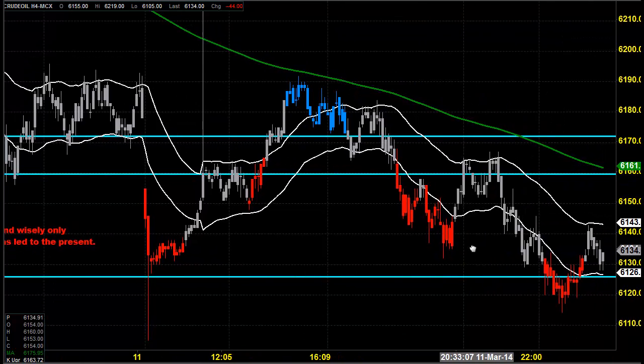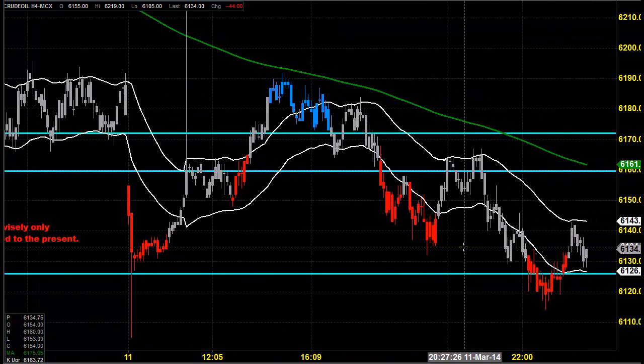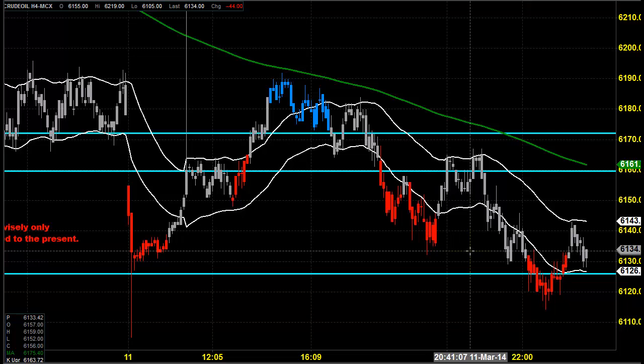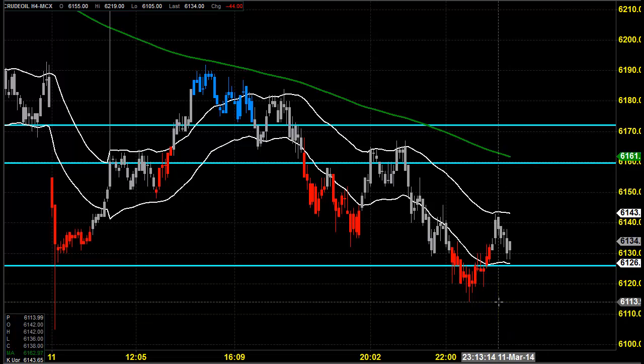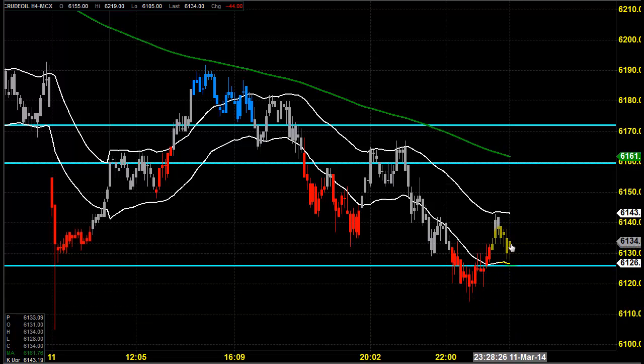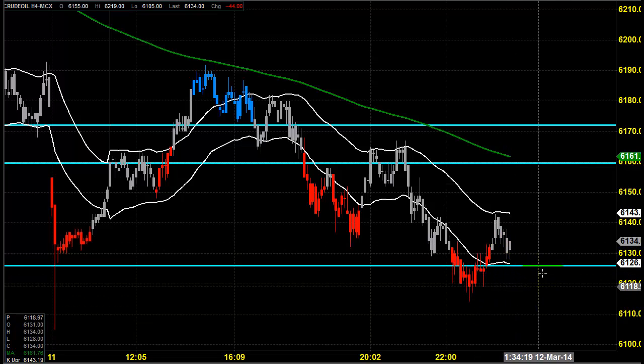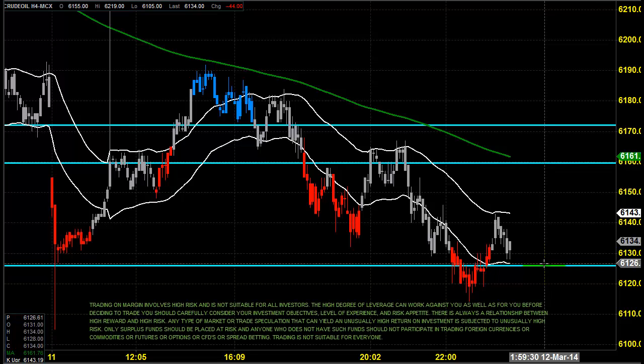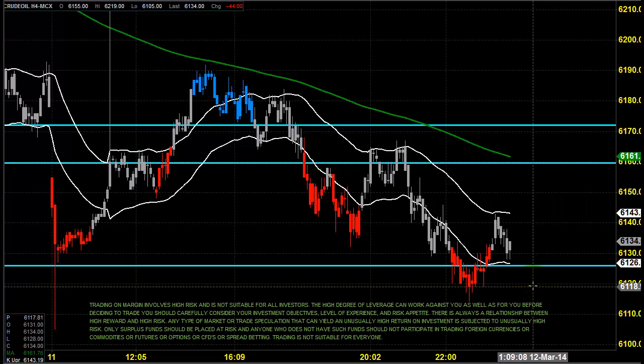So this is how you master our charting tool. Also, this is how you use our charting tool and also use our support and resistance. So now let us see what we can do today. Today the expected price opening is somewhere below 6120. So you can expect crude oil to open somewhere near this 6120 zone.